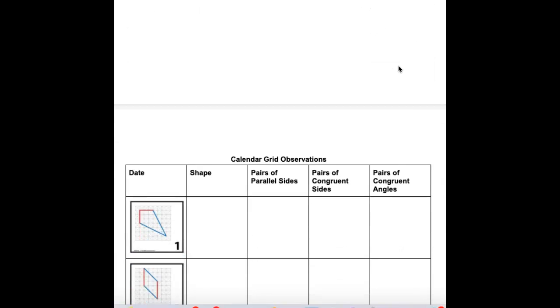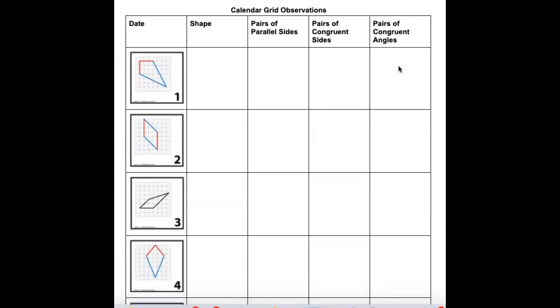Now let's get to our calendar grid observations. For each day, we need to define the shape, count the number of pairs of parallel sides, and count the number of pairs of congruent sides, as well as the number of pairs of congruent angles. Let's start with day 1.